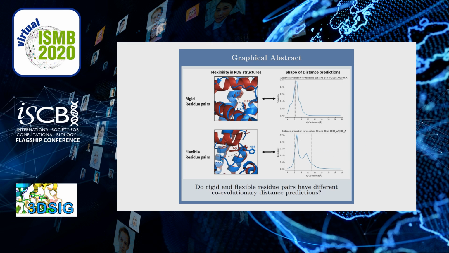The key research question of our work was whether rigid and flexible residue pairs have different co-evolutionary distance predictions. If we knew that, we could use these distance predictions to predict flexible residue pairs. And for that, we classified residue pairs into rigid and flexible by comparing two different PDB structures of the same protein and then analyzing the distance predictions of these different sets of residue pairs.